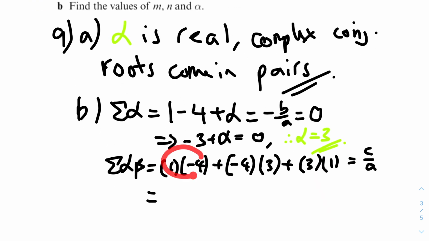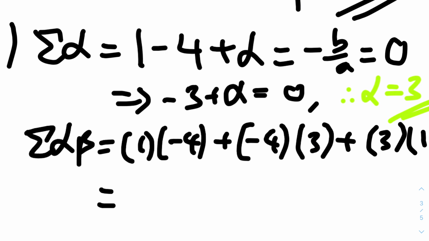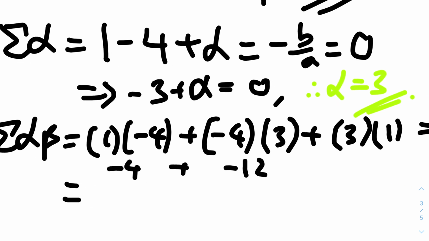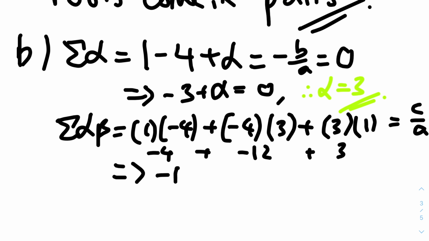So 1 times minus 4 is minus 4. Plus minus 4 times 3 is minus 12. And this is plus 3. So minus 4 minus 12 equals minus 16. And plus 3 is minus 13. So therefore it's equal to minus 13.